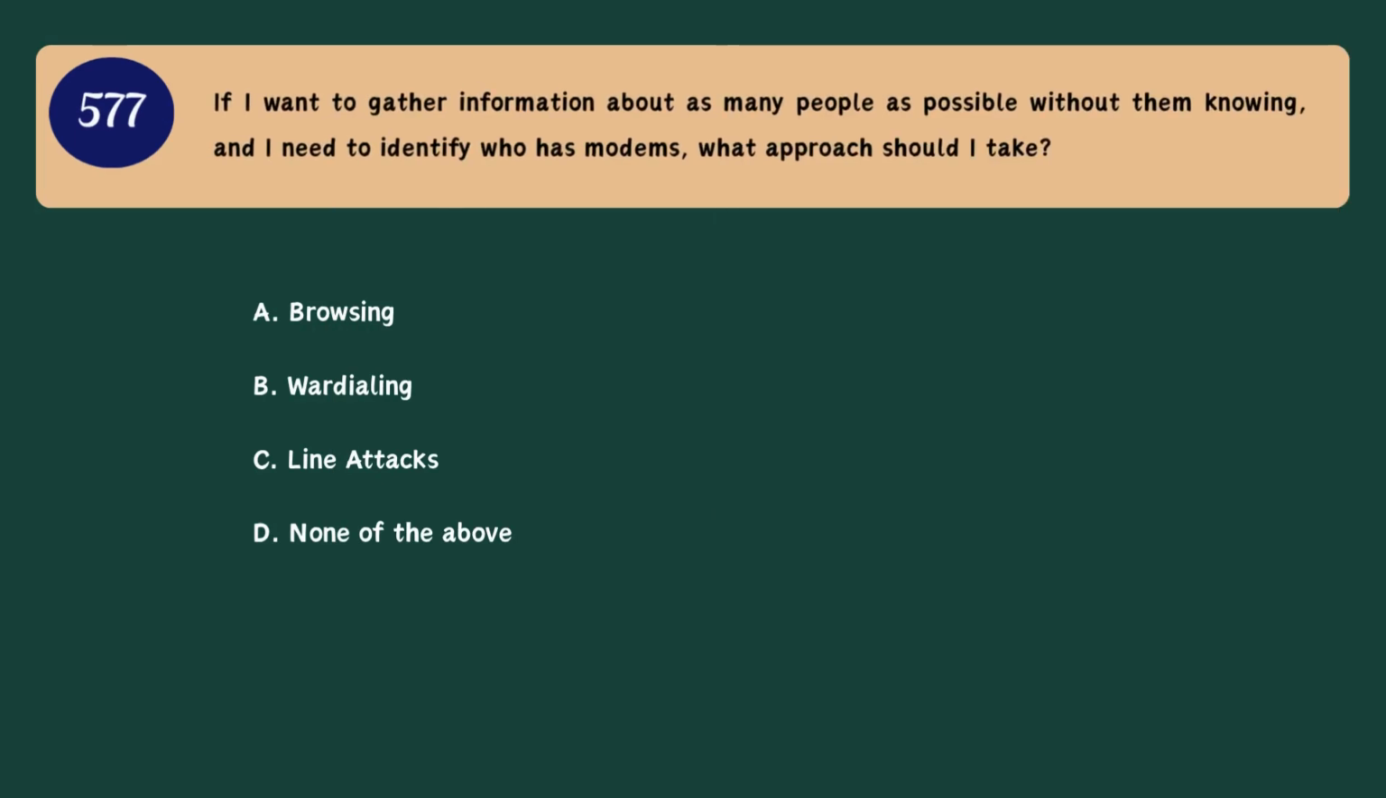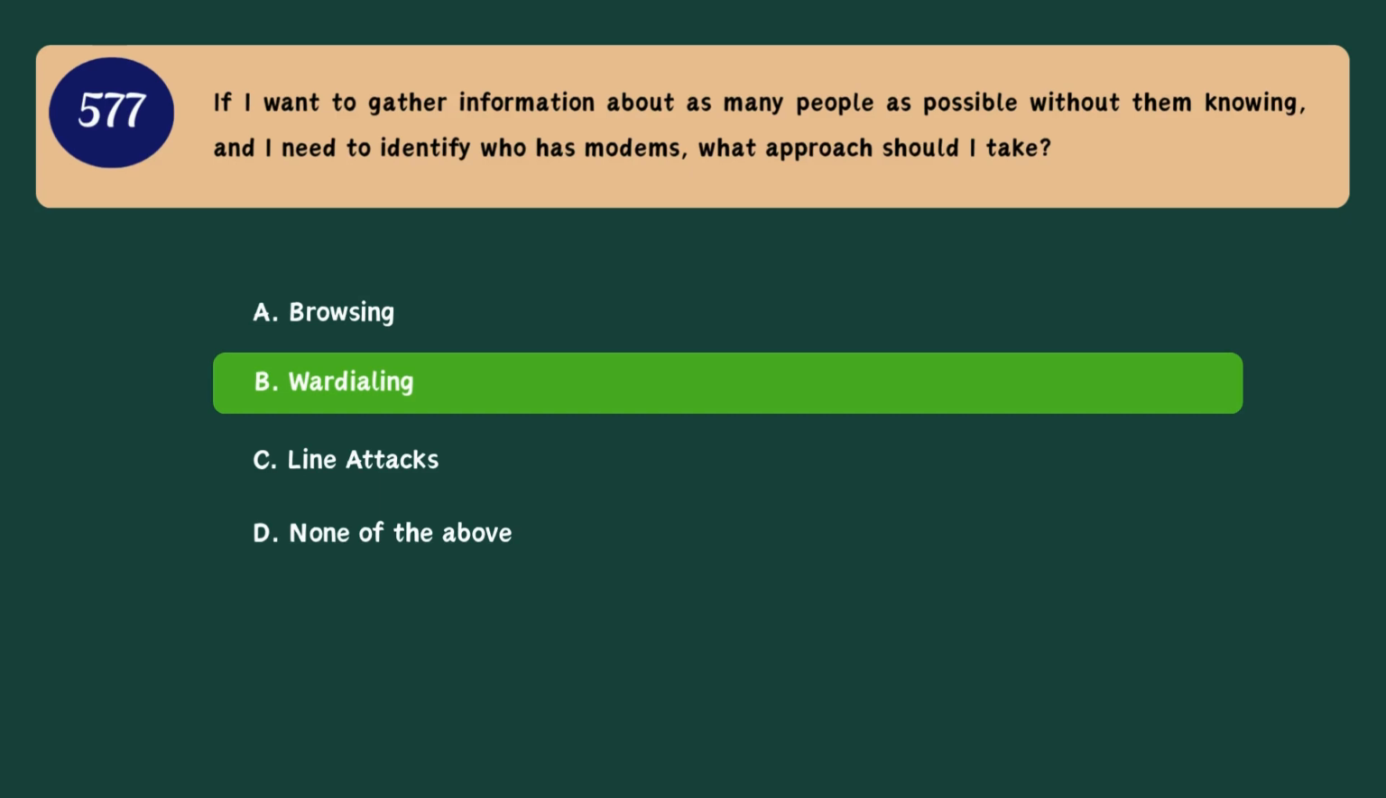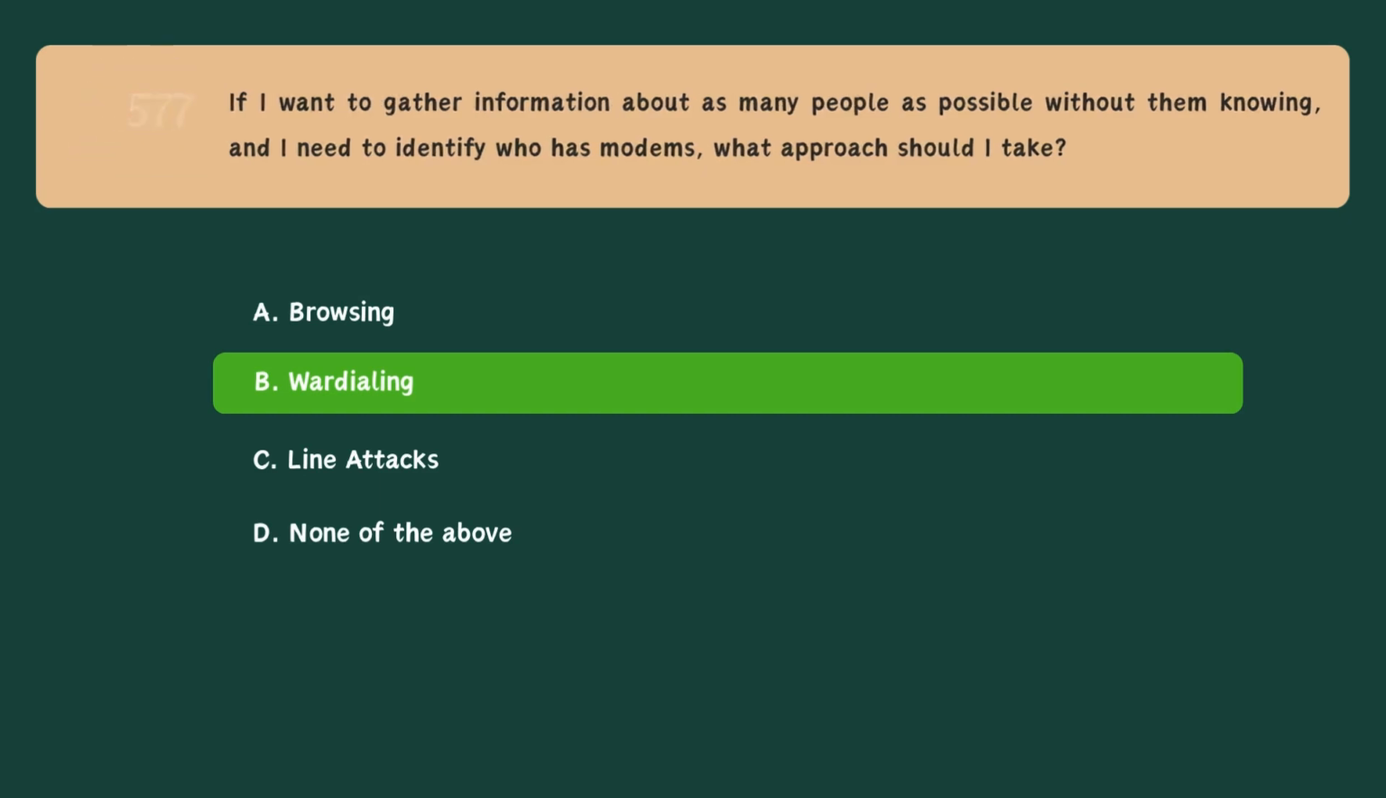Question 577. If I want to gather information about as many people as possible without them knowing, and I need to identify who has modems, what approach should I take? A. Browsing. B. War dialing. C. Line attacks. D. None of the above. Correct answer. B. War dialing.